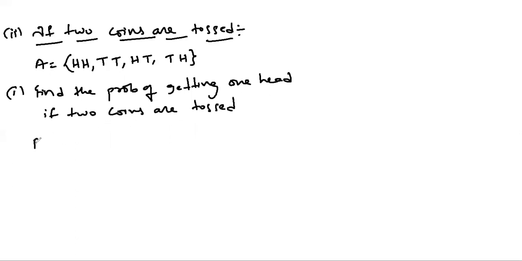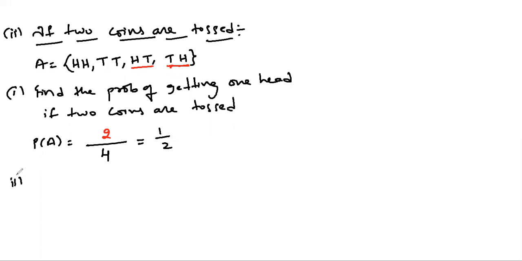Now P of A is equal to total, how many possibilities are there? 1, 2, 3, 4. So first you write the denominator, the total number of possibilities, and now you go for the question you want. Find the probability of getting one head. One head, how many are there? This, this, and this. Two are there. So it is 2 by 4, which is equal to 1 by 2.